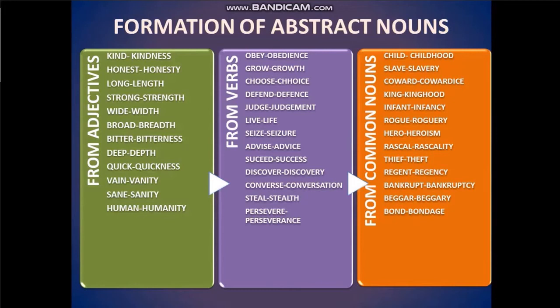Let's read first from adjectives. Kind is an adjective, but if we want to convert it into abstract noun, if we want to form an abstract noun from it, the word will be kindness. Kindness. Then honest, honesty. Long, length. Students, see here that the spelling has changed. Strong, strength. Wide, width. Broad, breadth. Bitter, bitterness. Deep, depth. Quick, quickness. Vain, vanity. Sane, sanity. Human, humanity.